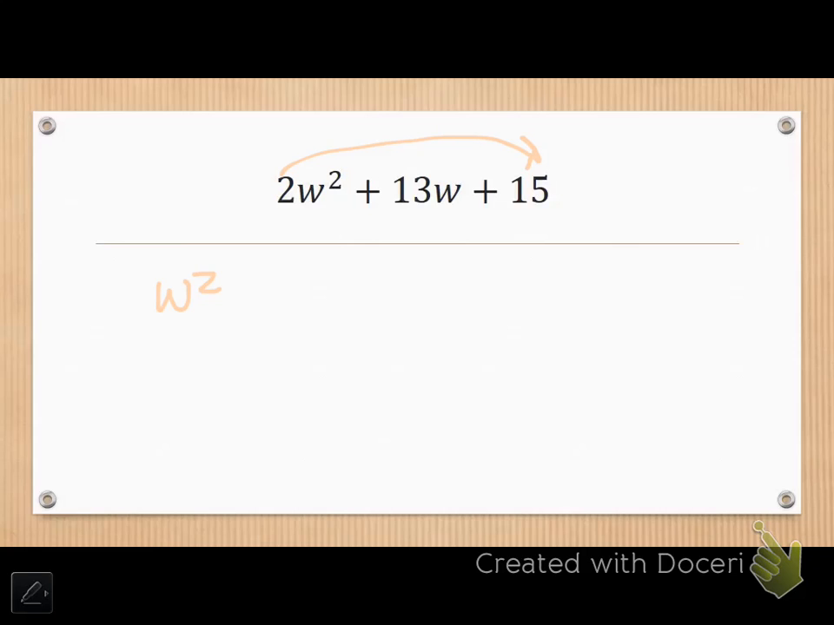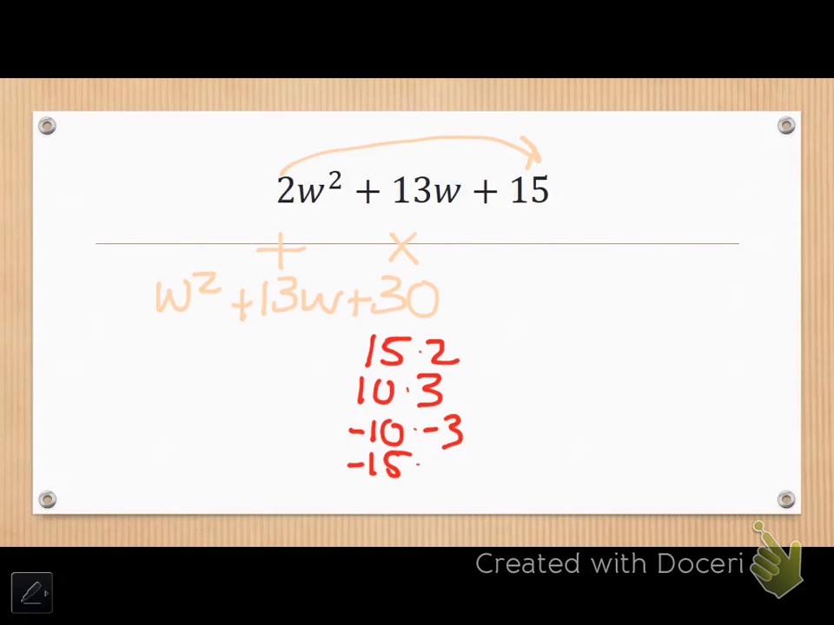So I'm going to get w squared plus 13w plus 30. So things that multiply to get me 30, that adds to get me 13. So I got 15 times 2. I got 10 times 3, negative 10 times negative 3, negative 15 times negative 2. Negative 30 times negative 1, 30 times 1. But 10 times 3 adds to get me that 13, so I can go ahead and erase all these other ones.